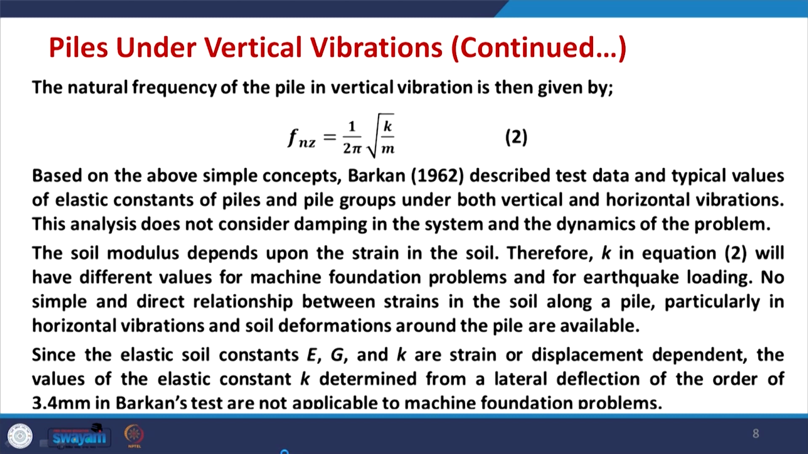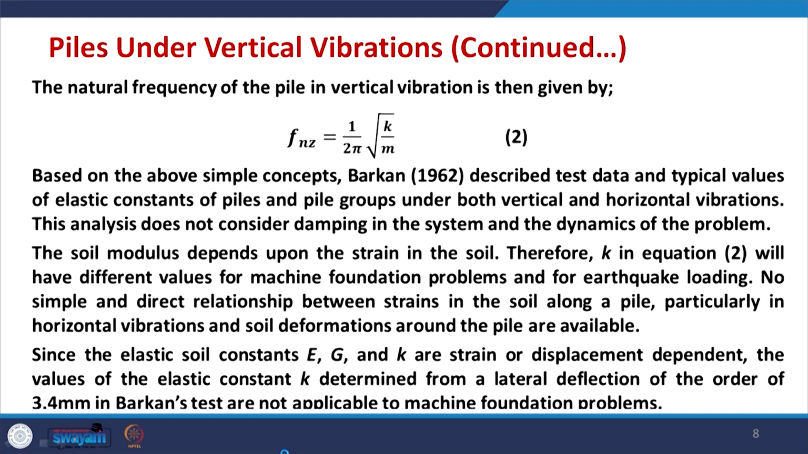Further, the soil modulus depends upon the strain in the soil. So, K was assumed elastic. However, the value of K in equation 2 will be different for machine foundation problems and for earthquake loading. Actually, K is what is called strain dependent, which we are going to talk about, and there is no simple and direct relationship available between strain in the soil along a pile, particularly in horizontal vibration, and soil deformation around the piles. So, the issue is that in equation 2 the K has been assumed elastic.